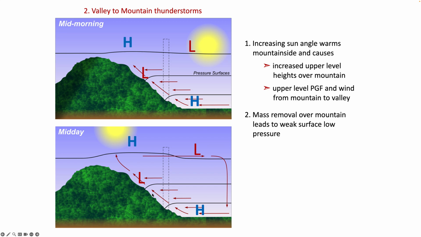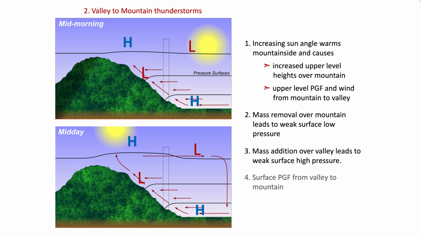So as this air rises up the sides of the mountain, we're also probably getting convection due to the intense heating from the sun. This extra little boost when we get air actually moving up the sides of the mountains might be enough to push a parcel up to the level of free convection so that we can get a thunderstorm. So just moving through the wording, mass addition over the valleys leads to weak surface high pressure. The surface pressure gradient force is directed from valley to mountain. We get upslope winds and thunderstorms.